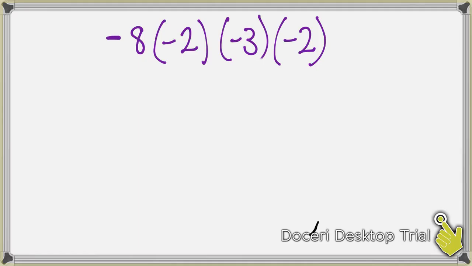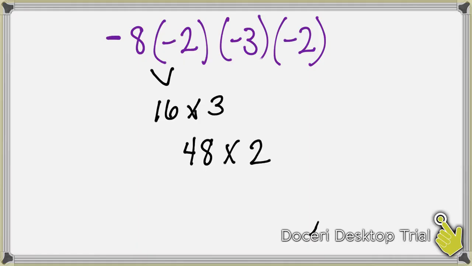So it's all multiplication, so we'll multiply 8 times 2, which is 16, 16 times 3, which is going to be 10, 20, 30, 48. And then 48 times that 2 is going to be 96.